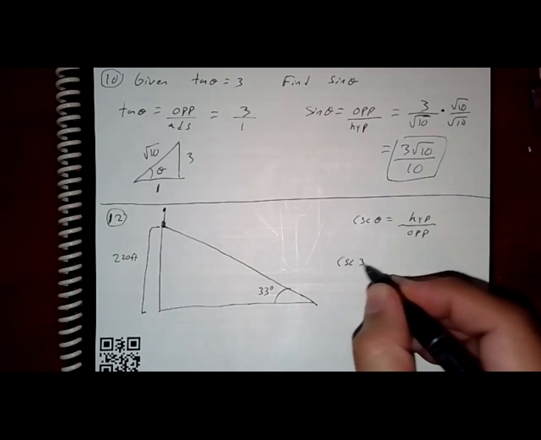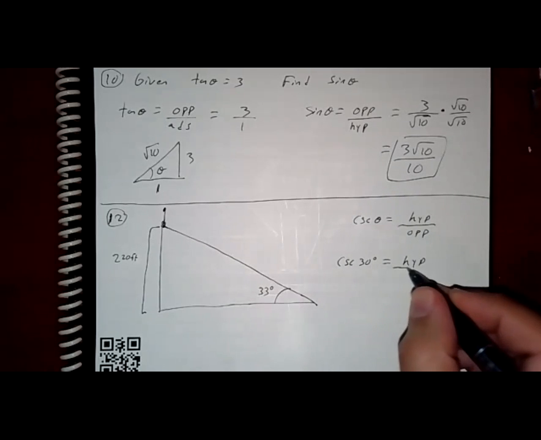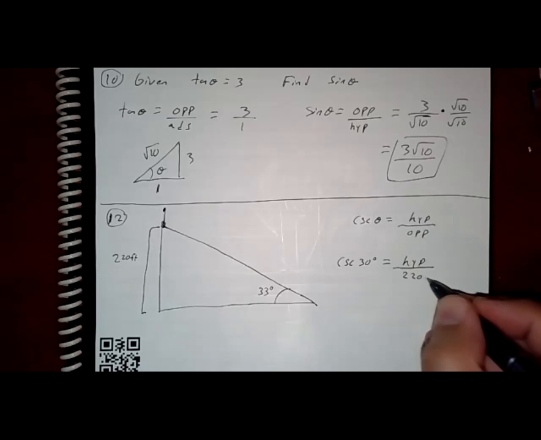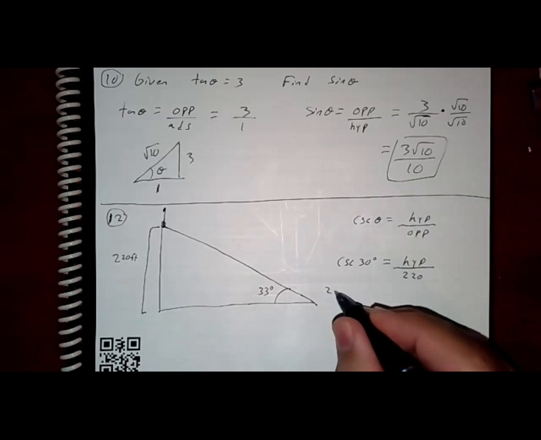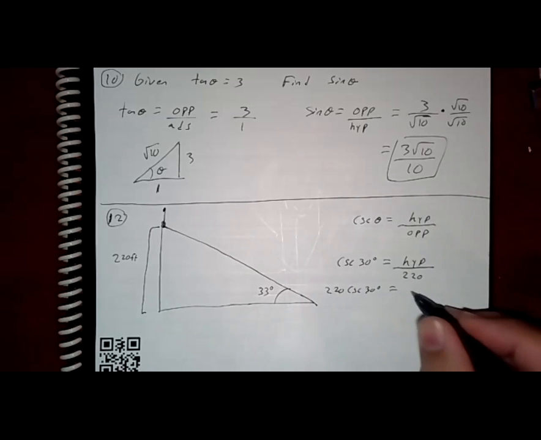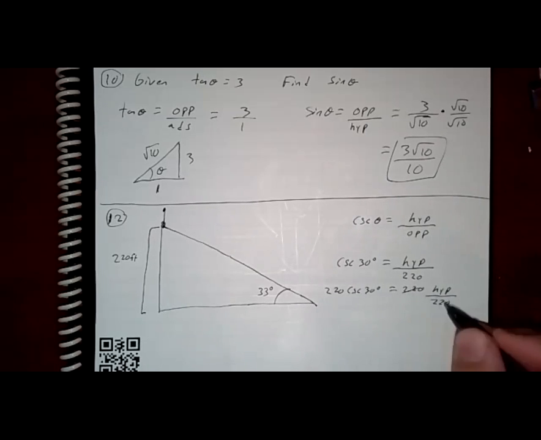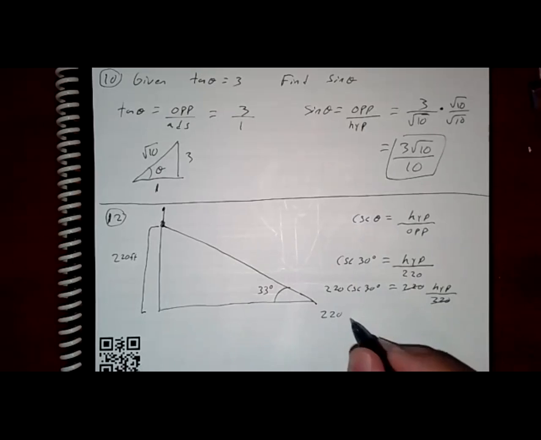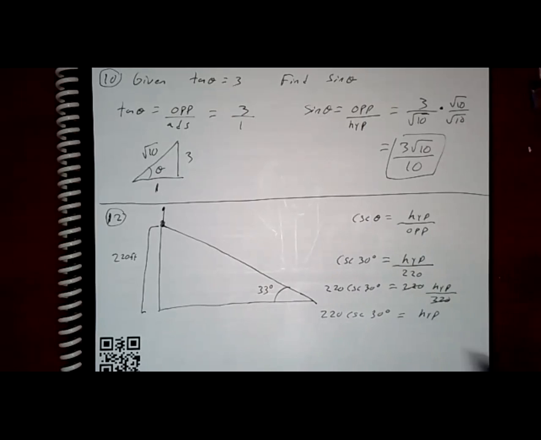So cosecant of 30 degrees is equal to the unknown hypotenuse, the guy wire, over 220 feet, right? Multiply 220 on both sides, and we're pretty much done. See how this was a little easier? Because it was on the bottom. So this cancels. So whatever this number is, that is the length of the guy wire, the hypotenuse. Let's see what that is.